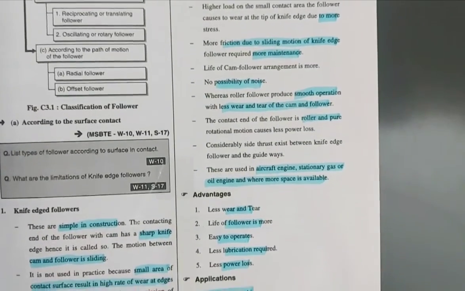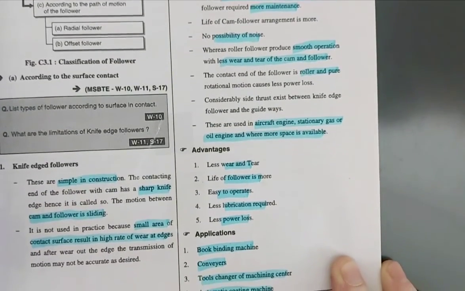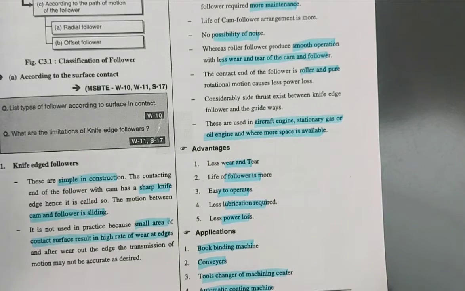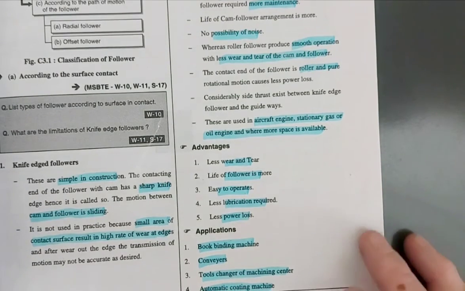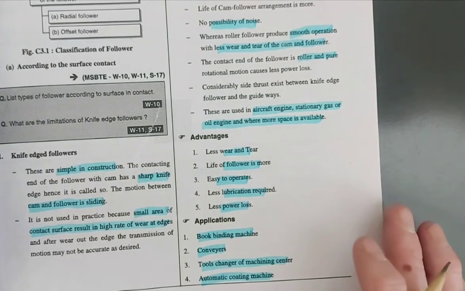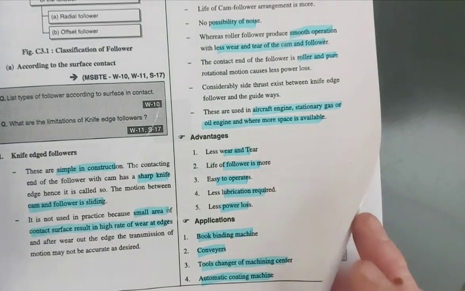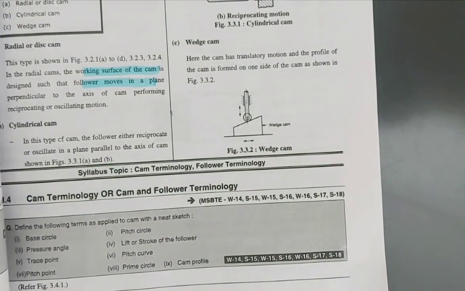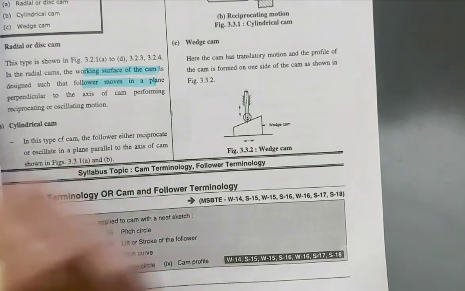Advantages of roller followers are less wear and tear, life of follower is more, easy to operate, less lubrication required, less power loss. And applications where it is used: bookbinding machine, conveyors, tool changer of machining center, automatic coating machines. So these are the applications of roller follower.